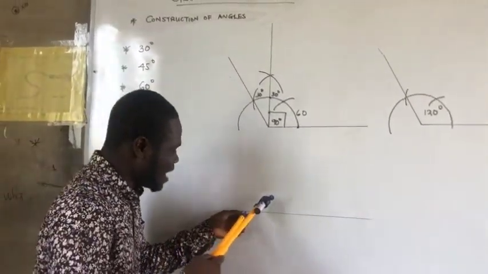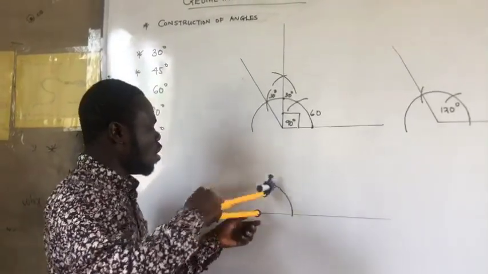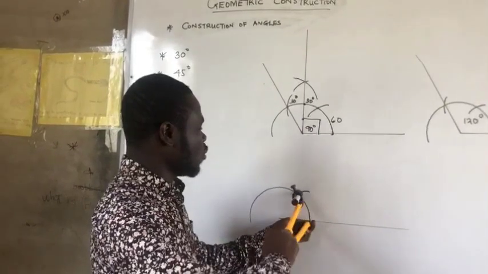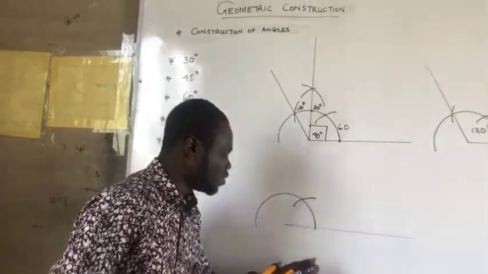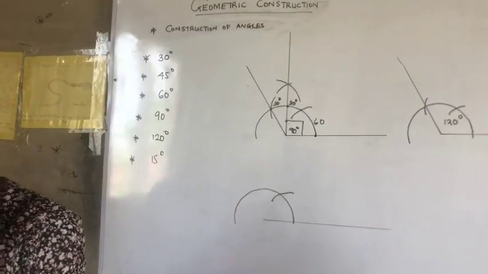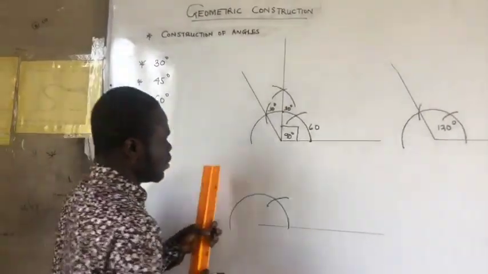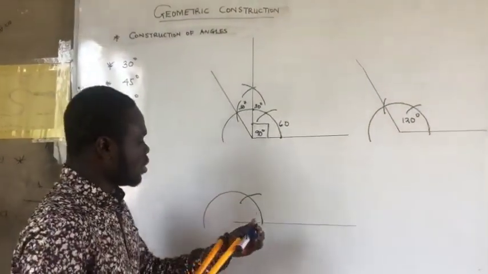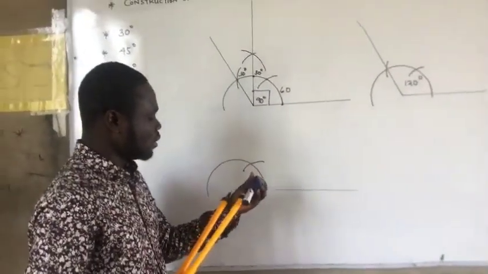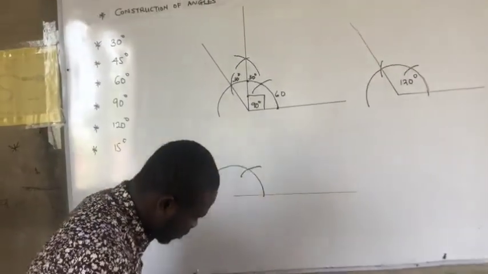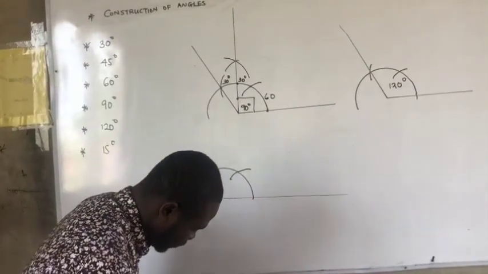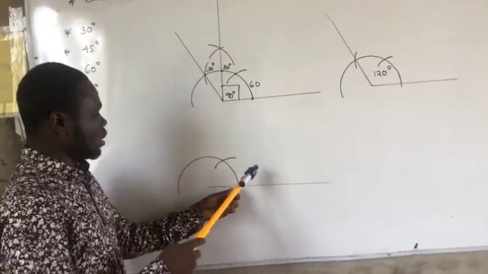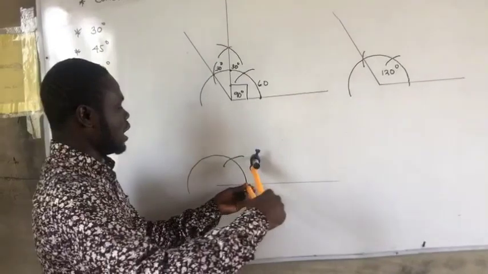So that one, too, I stand at the end here. Draw my circle or my arc. Then stand here, draw my arc. And that is going to give me my what? My 60. So with my 60, I will divide my 60 into 2. If I divide my 60 into 2, that is going to give me 30, 30.